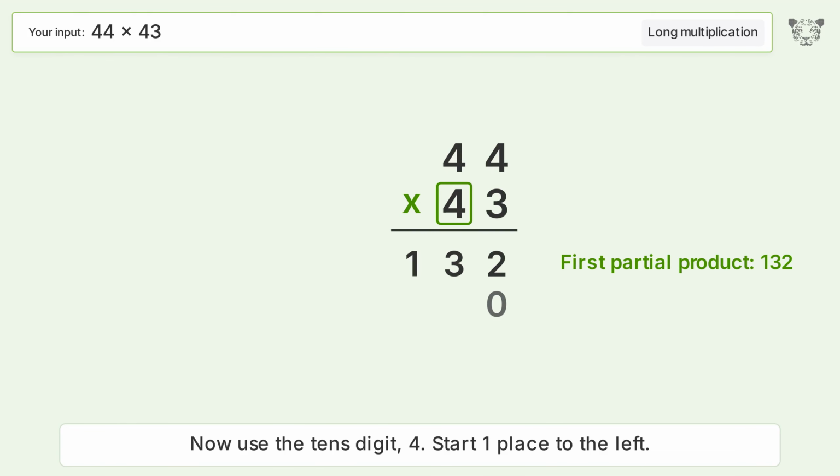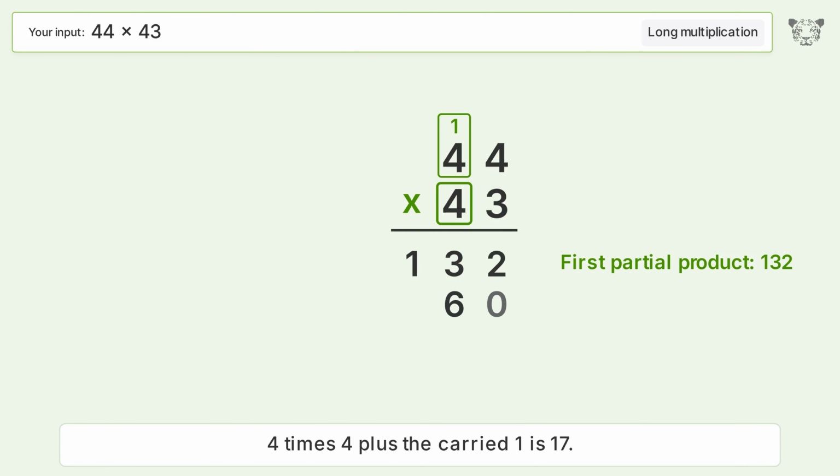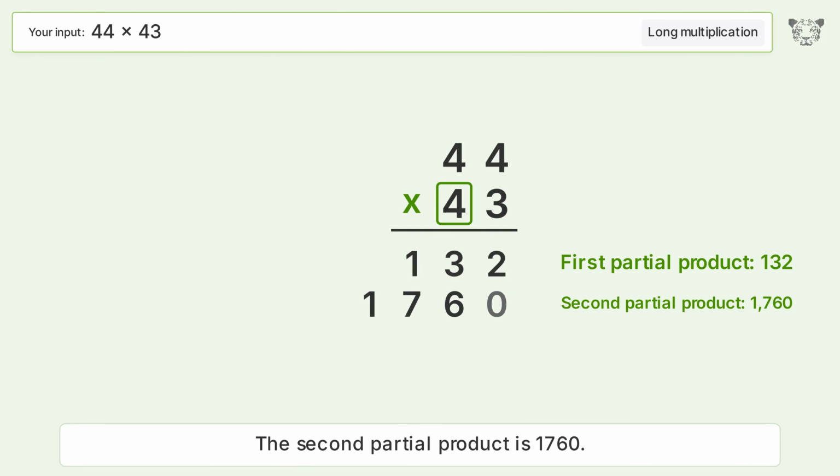Now use the tens digit, 4. Start one place to the left. 4 times 4 is 16. Put 6 in this column and carry 1. 4 times 4 plus the carried 1 is 17. The second partial product is 1760.